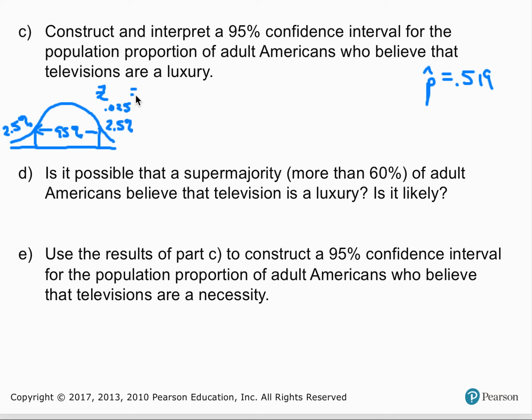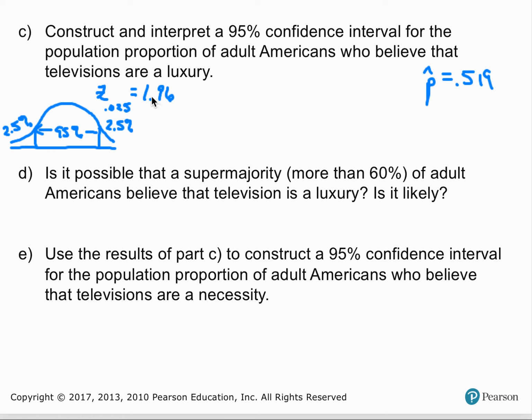So I'm looking in my chart to try to find 0.025. Okay, I get it exactly at negative, I'm going to ignore that negative because of symmetry, right? So at 1.96.